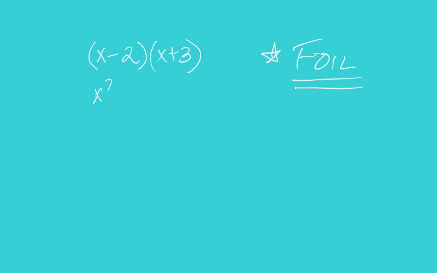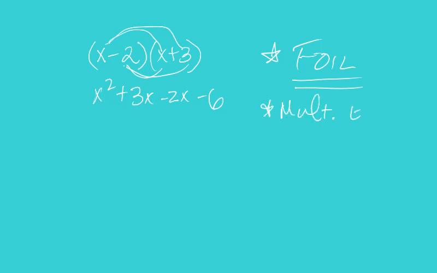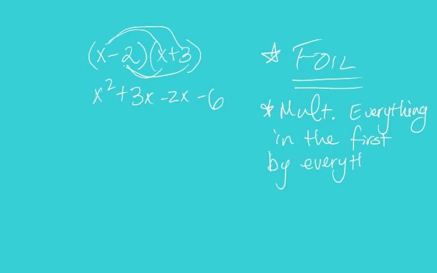First, outside, inside, last. So x squared plus, right there, plus 3x minus 2x minus 6. It's just a way of distributing the two binomials to one another so that we can remember to cover every base. But another way to say it would be multiply everything in the first by everything in the second. And so that would be what I would say it is really saying. So the answer is x squared plus x minus 6, okay?